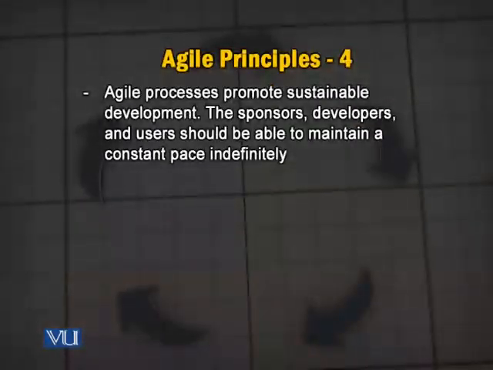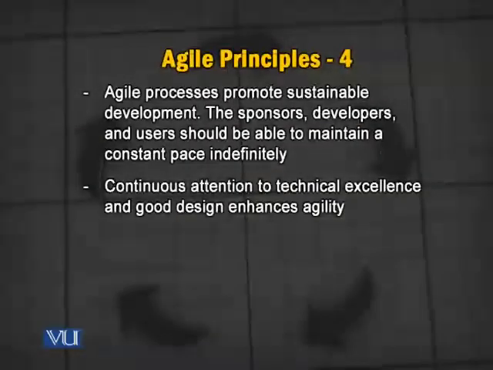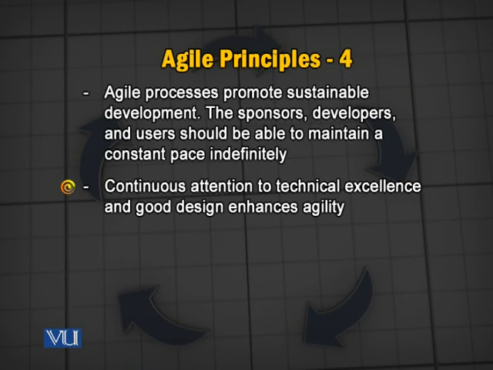The next principle is agile processes promote sustainable development. The sponsors, the developers, and users should be able to maintain a constant pace indefinitely. That is, you have to be always in a very proactive and very sustainable development mode, and that requires that you have challenging work all the time, and you have continuous technical excellence, and you're willing to contribute on a daily basis for a long time.